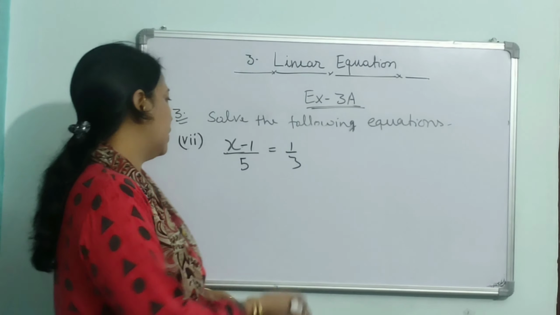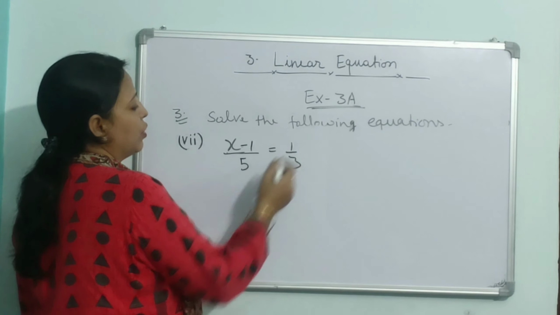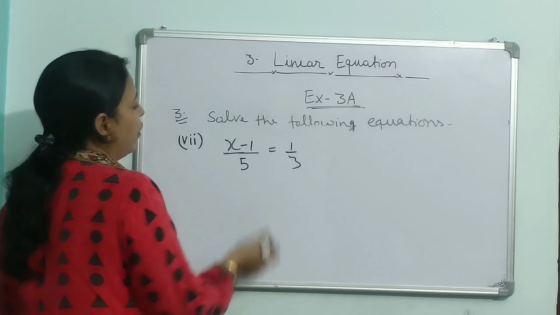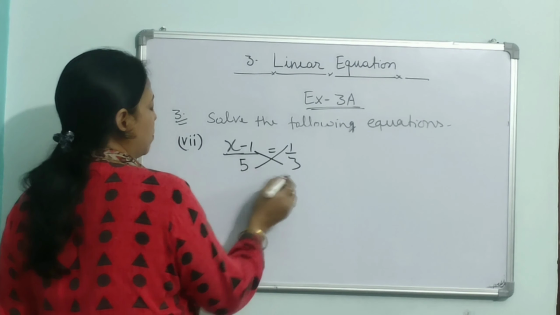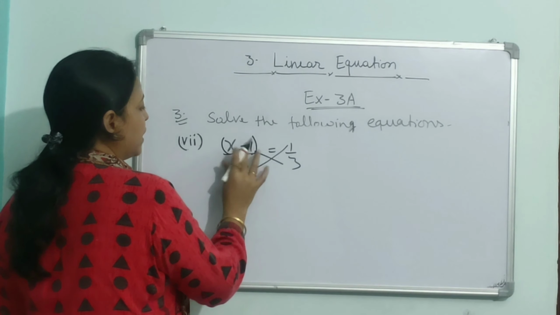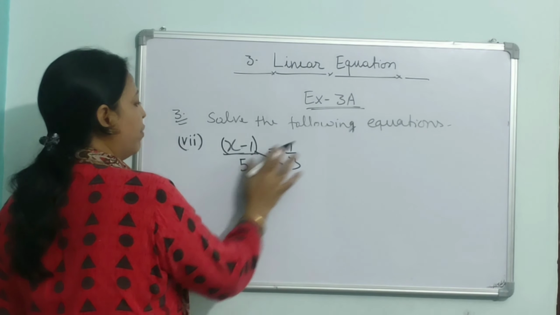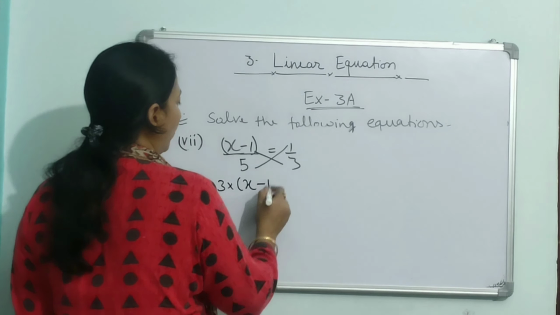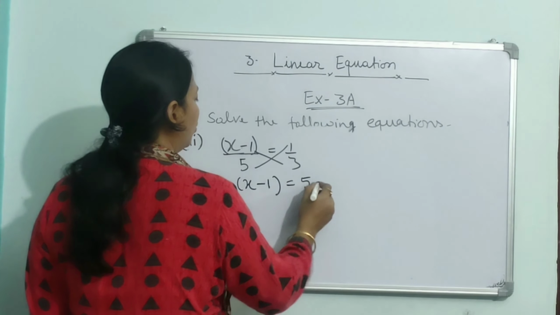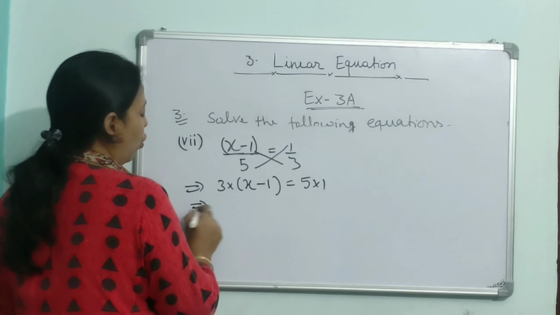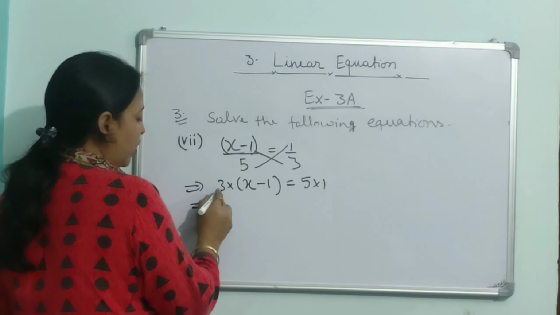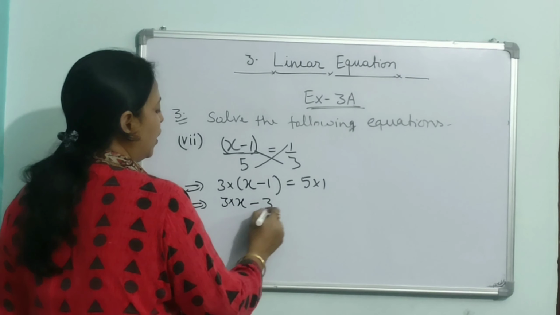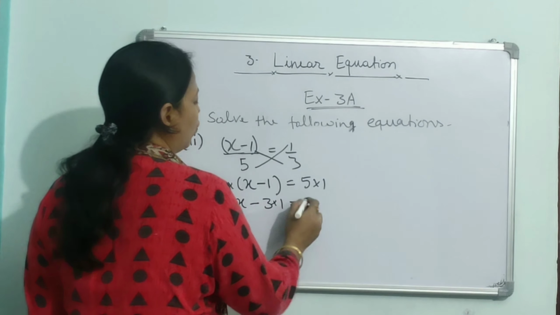Next question is x minus 1 by 5 is equal to 1 by 3. Now in this question, we will first cross multiply. Cross multiply means we will multiply this x minus 1 with 3 and this 5 with 1. So we can write 3 into x minus 1, and here we can write 5 into 1. Now we will open this bracket and this 3 will be multiplied to both. So 3 into x minus 3 into 1 is equal to 5 into 1 will be 5.